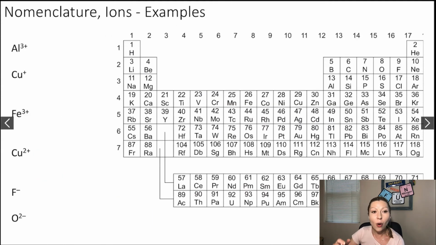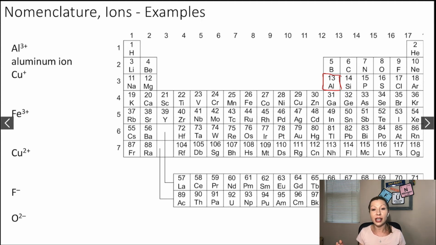So what if I have an Al3+ ion? Where is aluminum in the periodic table? Let's try to find it. It's right here. Is it a transition metal? No, it is not a transition metal. So aluminum 3+ is actually going to have the name of aluminum ion because the only possible charge on aluminum ion is 3+.